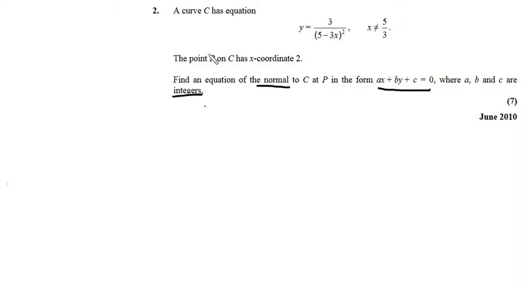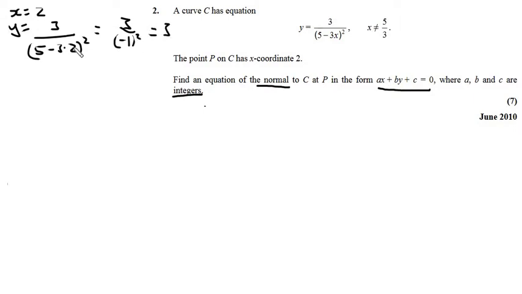Okay, so first thing we should do is find the y coordinate. So x equals 2, y equals 3 all over 5 minus 3 times 2 all squared, which is going to be 5 minus 6 is negative 1, 3 over negative 1 squared, which is just 3. So the point P has coordinates 2, 3.